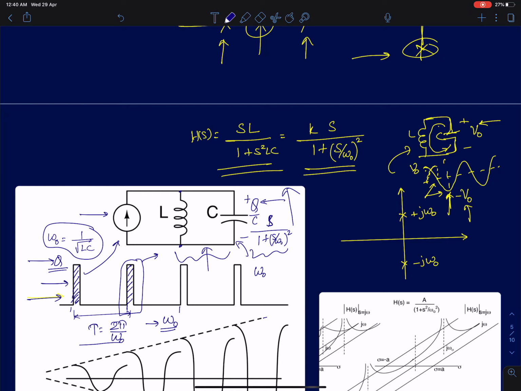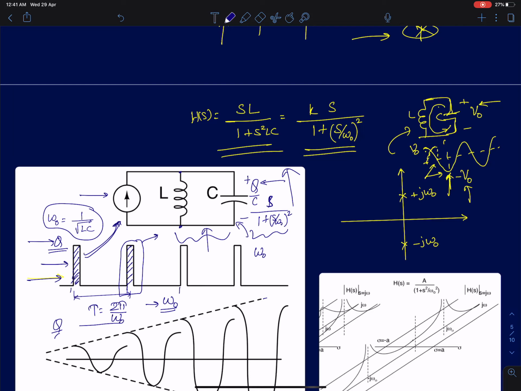The instant you are delivering charge to this circuit, the capacitor will offer a very low impedance. For sudden changes, a capacitor behaves like a short circuit. So it will absorb all the charge and develop a step voltage of value V0, and that V0 is given by Q by C. That's what I've shown here.